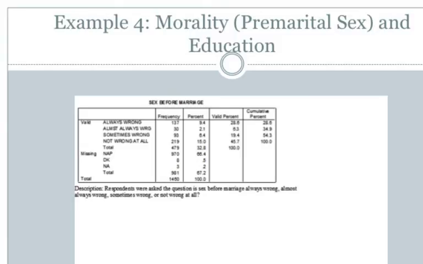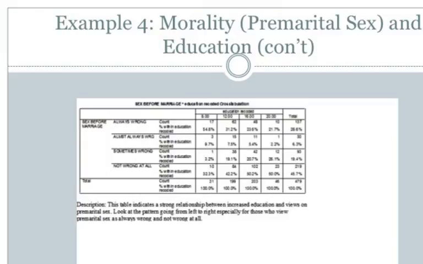So again, you look at the question being that sex, this is a view on morality. Sex before marriage, premarital sex, is it always wrong, almost always wrong, sometimes wrong, or not wrong at all? And then look at the valid percent column as a way of describing what's happening there. Then the next table is about, okay, the more education you have, what kind of impact is that going to have on your view on premarital sex? So again, go to the lecture-based activity and go ahead and describe the tables found in example 4, and then make your conclusions about what difference education makes.